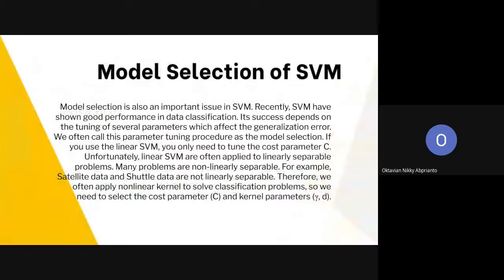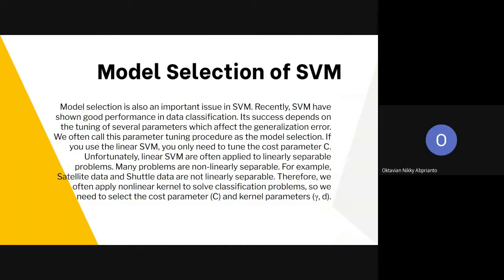The next one is model selection of SVM. Model selection is also an important issue in SVM. Recently, SVMs have shown good performance in data classification. Their success depends on the tuning of several parameters, which affect the generalization error. We often call this parameter tuning procedure the model selection.